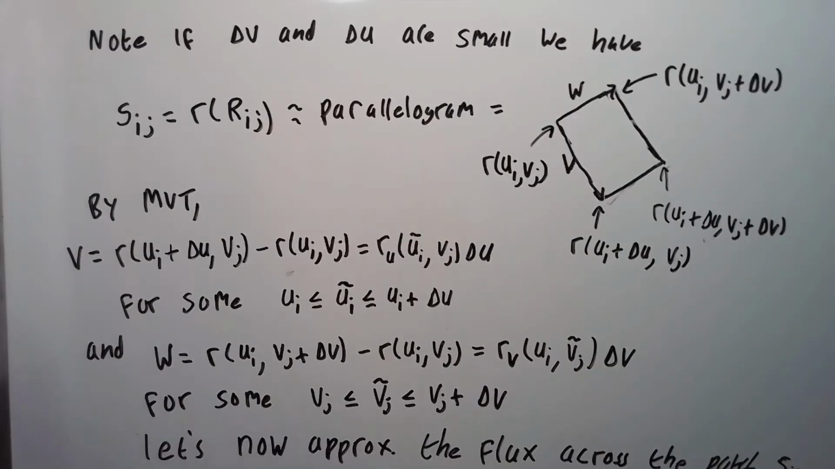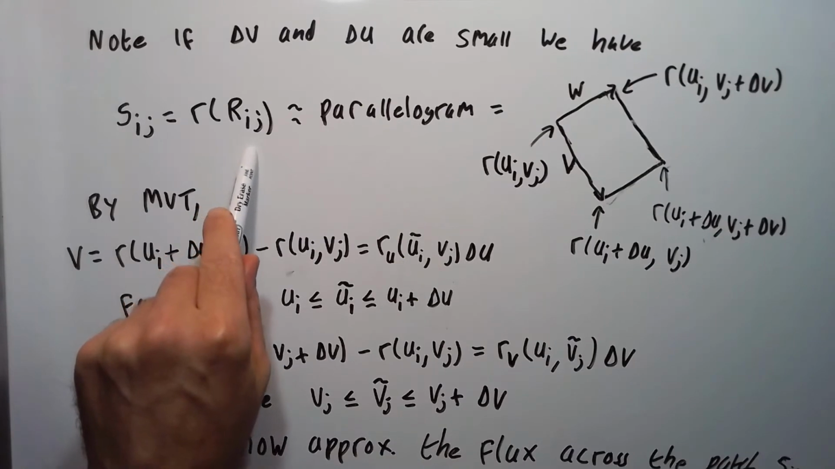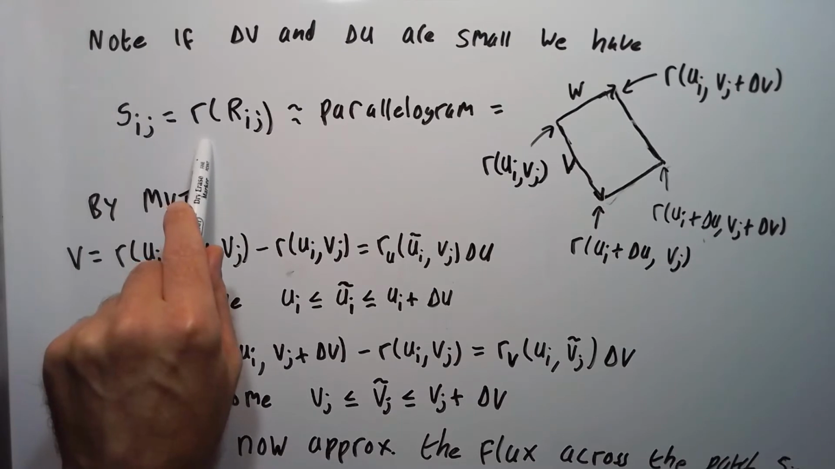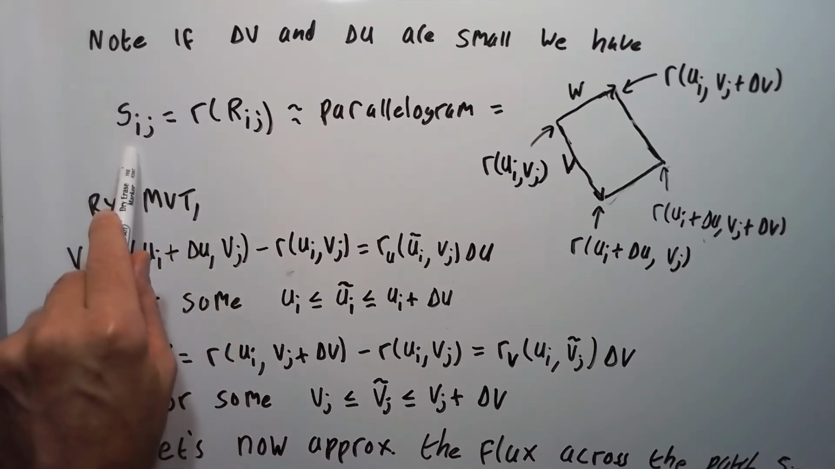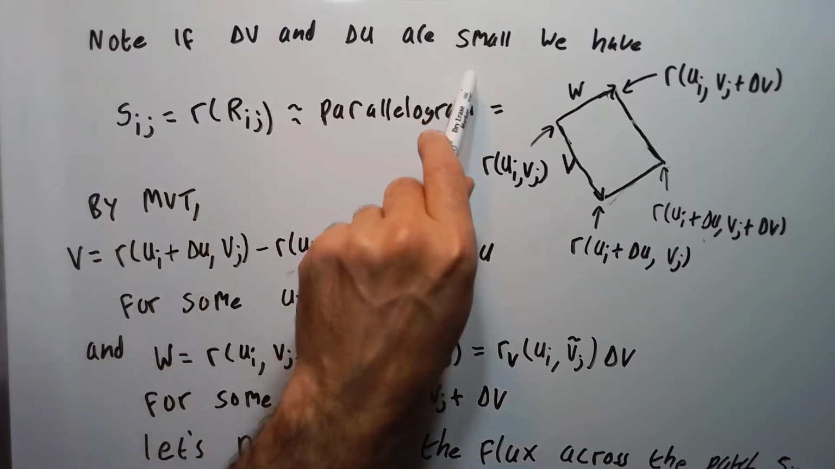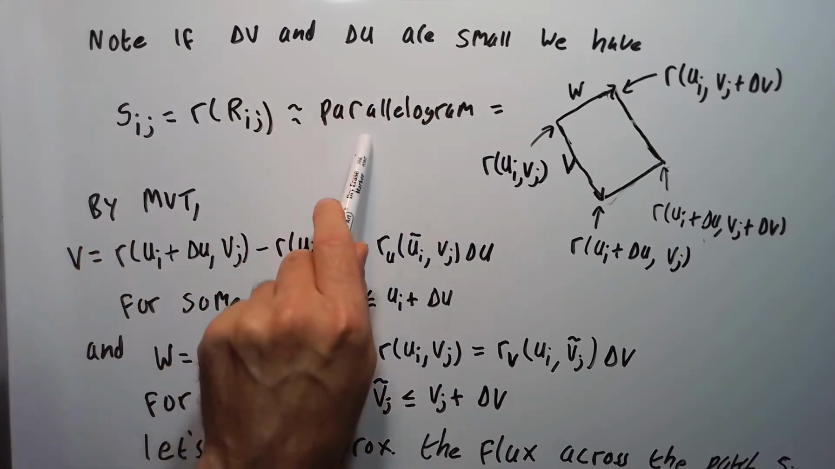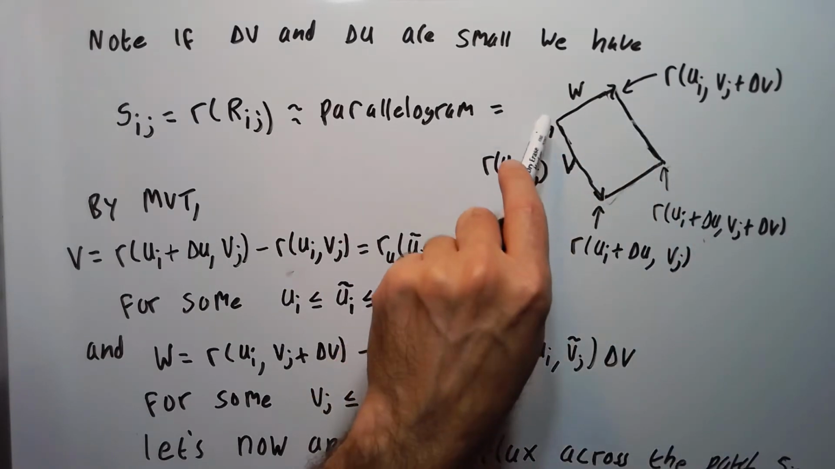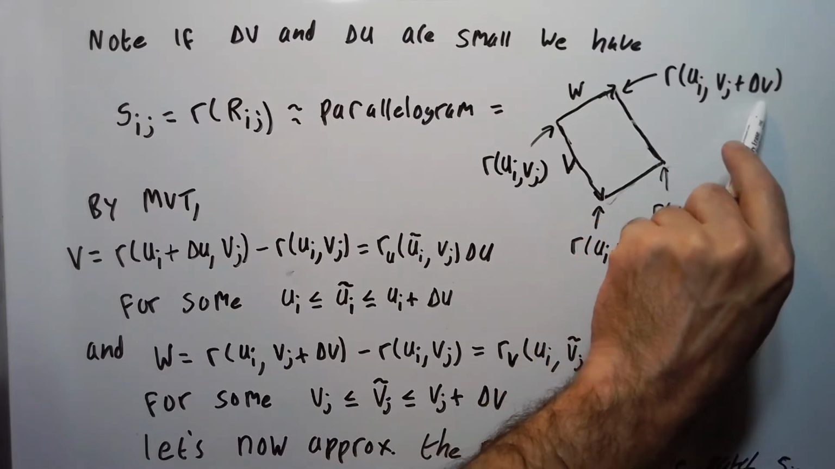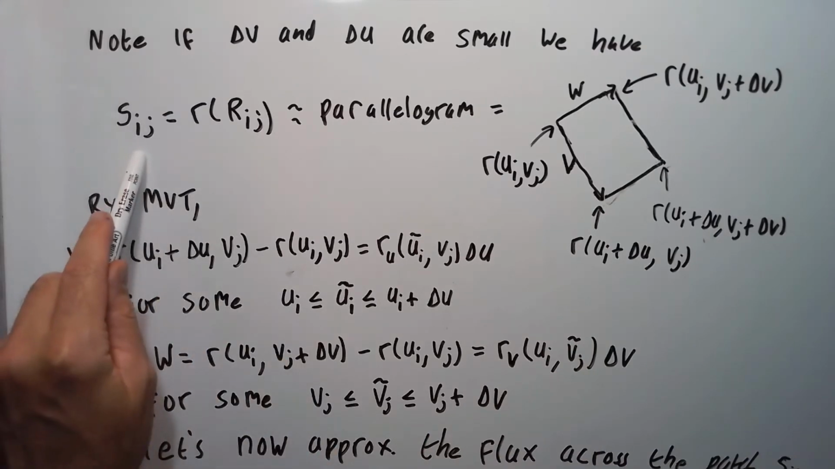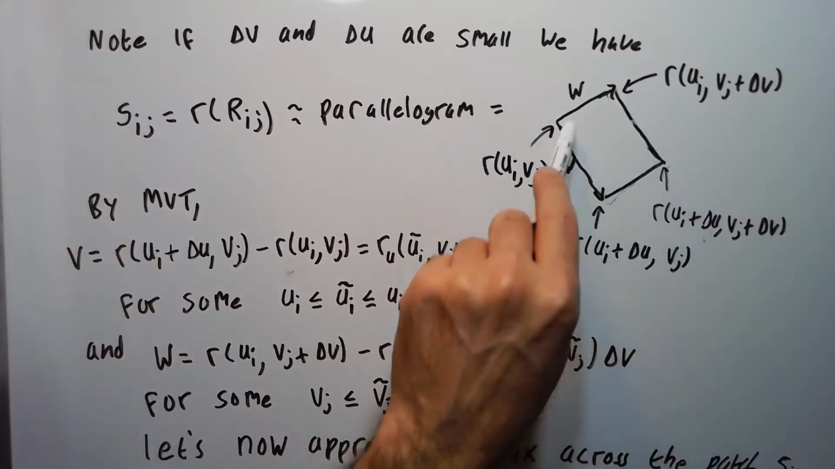So now the Rij was one of the small rectangles in the UV plane. When you apply R to it, it maps it into a little patch in the surface. That little patch isn't necessarily a rectangle or a parallelogram, but if you choose delta V and delta U small enough, it's approximately equal to a parallelogram. So it'll be this parallelogram with these vertices: R of UI, Vj, R of UI, Vj plus delta V, and these two here and here. So pretty much Sij, this little patch, will be approximated by this.